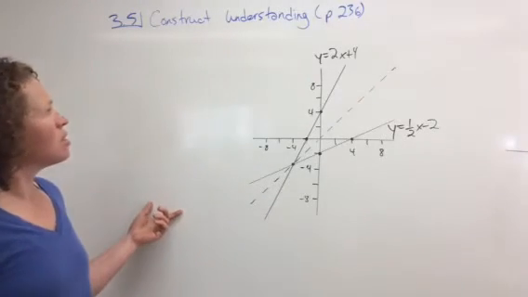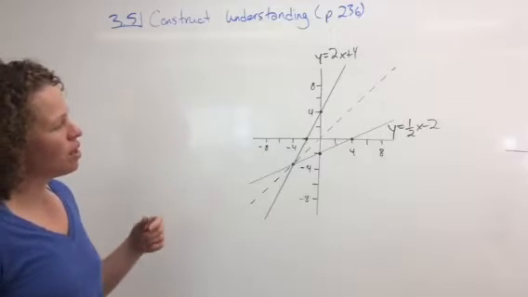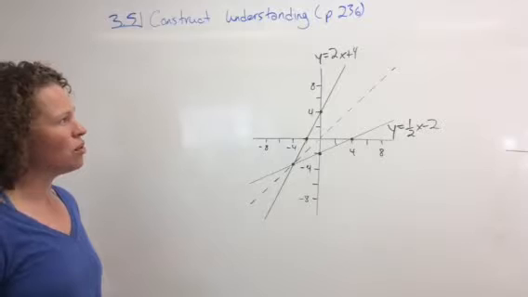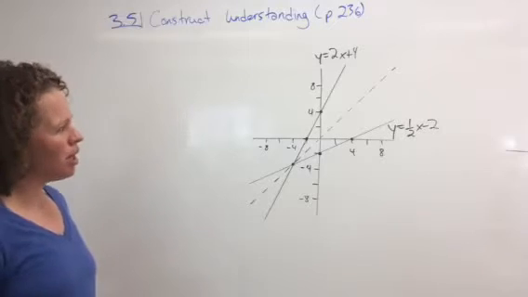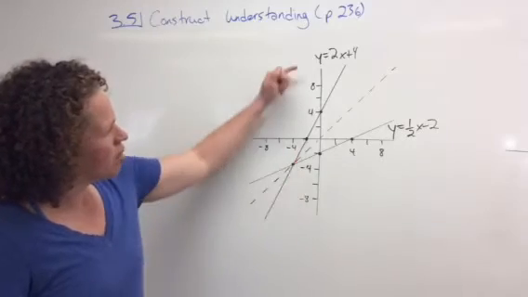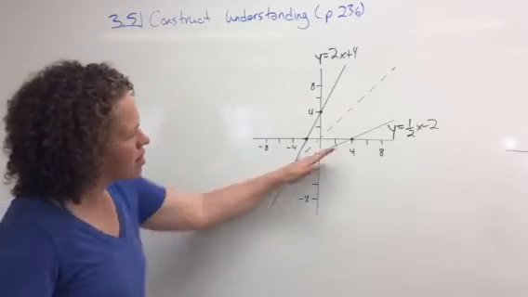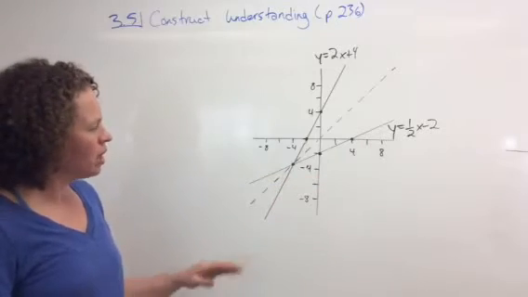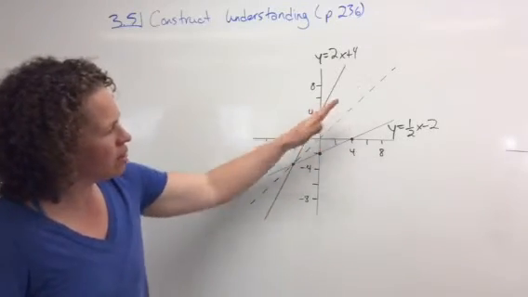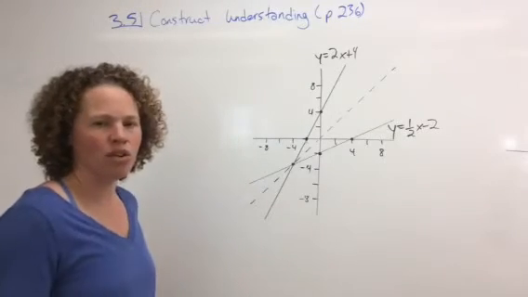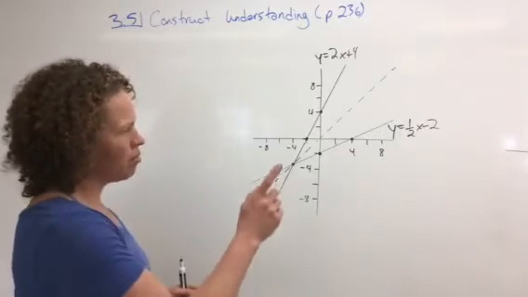What I'd like to do is get started on construct understanding, and this one is sort of the last half of the construct understanding on page 236. It's at the bottom, and it gives you this graph where it tells you this line is y equals 2x plus 4, and this line is y equals 1/2 x minus 2. They've drawn a line right along the y equals x line. So basically it's like they're making a new axis for the graph, and it goes right up the middle.